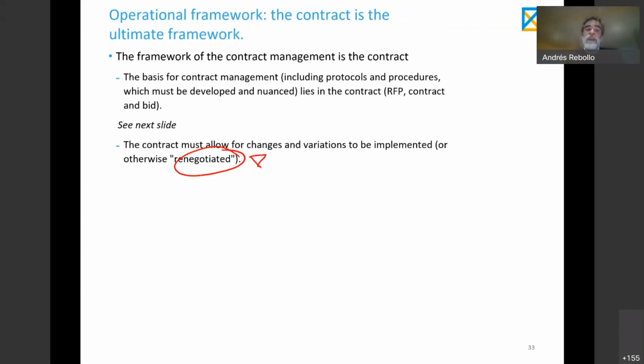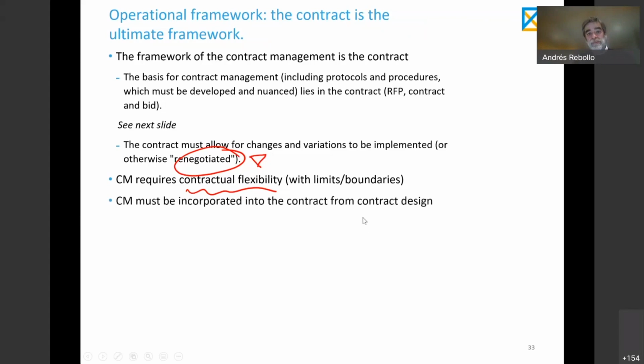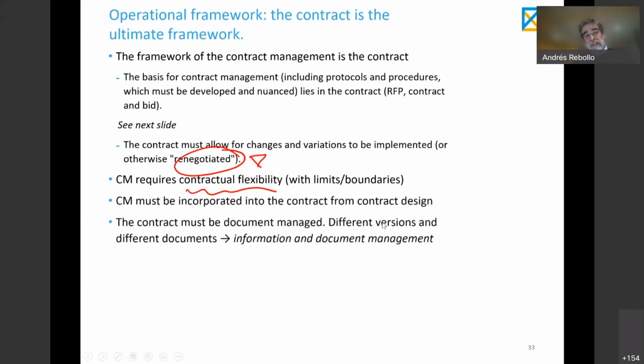For that, we need to be able to foresee things that can happen and incorporate those changes and variations into the contract. So contract management requires contractual flexibility, requires that the contract creates a framework that allows for modifications of the contract, but it's good practice in terms of a framework to have limits. So they say in the CP3P guide that we need bounded flexibility, with some boundaries. Okay, we need to incorporate that flexibility into the contract.